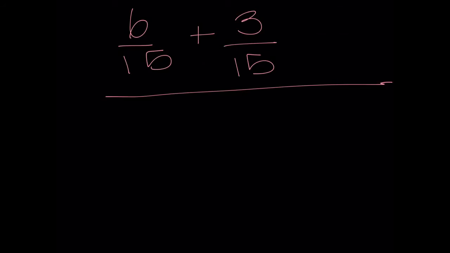Okay, so this problem is pretty easy. All you're going to do is line your fractions up like this, which are no problem. Then you're just going to add them since they have common denominators. So 6 plus 3 is 9. So 6/15ths plus 3/15ths equals 9/15ths.